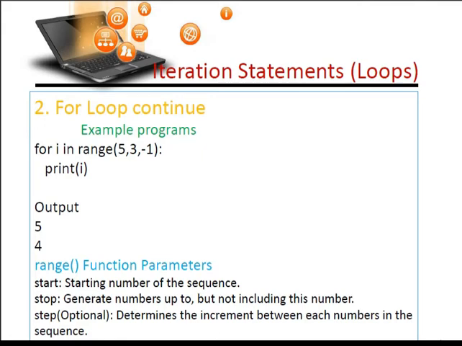Then here they have introduced one more parameter that we call step. The third parameter is -1, which means it is decreasing. So 5 minus 1 is 4, 4 minus 1 is 3. It will not execute 3 because the stop value is 3, so it will stop at 4. So you can see the output here.